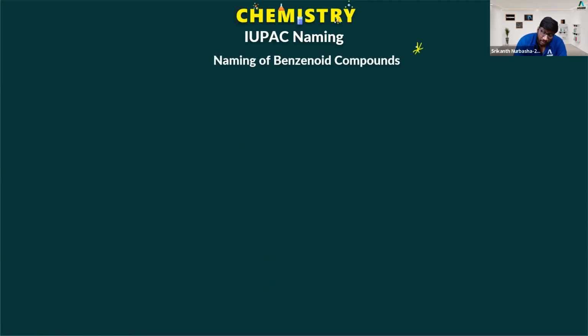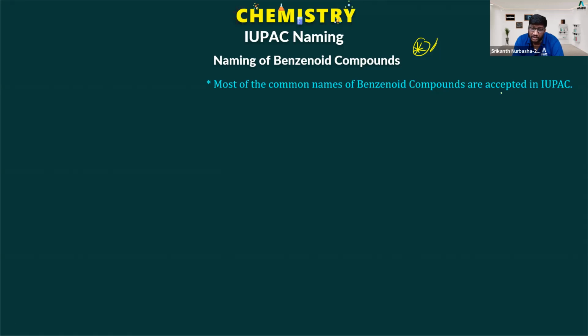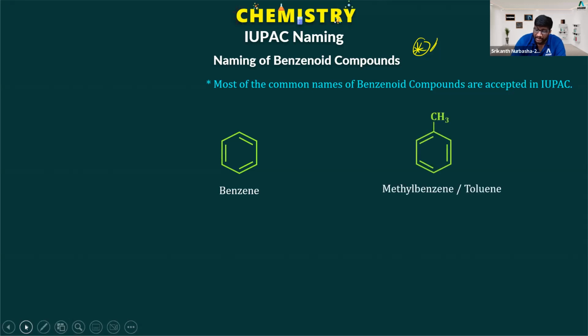Then comes the naming of benzenoid compounds, or derivatives of benzene. If you have simply benzene, that is C6H6. Most of the common names of benzenoid compounds are accepted in IUPAC also. So this is nothing but your benzene. The second one is methyl benzene, also called toluene. Methyl benzene is the IUPAC name, and its common name toluene can also be used. Next, what is this name? Ethyl substituent, ethyl benzene.